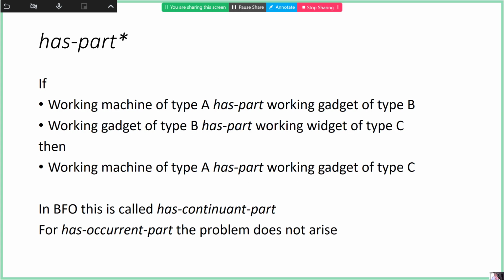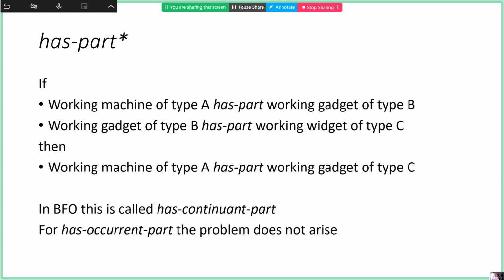So let's take an example, and we'll just use has part. In fact, for BFO, you have has continuant part, has occurrent part, but for the sake of this example, I'll keep the wording simple. So the problem is transitivity. If we have a machine of type A that has a part, which is a gadget of type B, and if every gadget of type B has a part, which is a widget of type C, then by transitivity, and quite reasonably, we will want to infer that every machine of type A has a part, widget of type C.